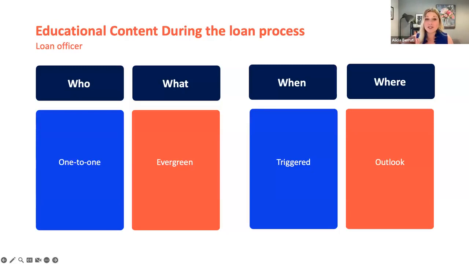This was the end of it. So we're going to review this and then we're going to take your questions. But here's an example of the who, what, when, and where for a loan officer, who's maybe having people drop off through the process. They're not completing the loan process.